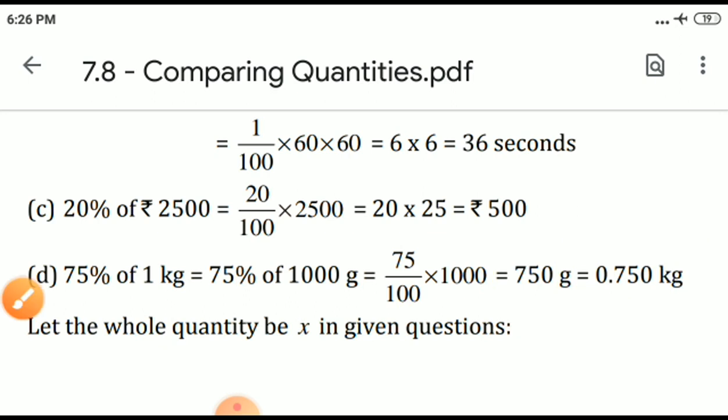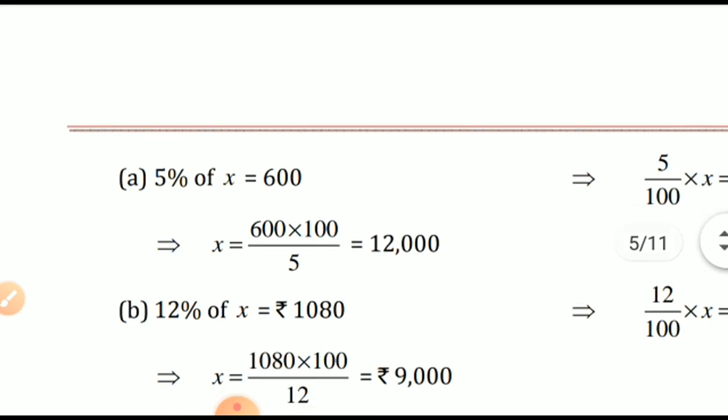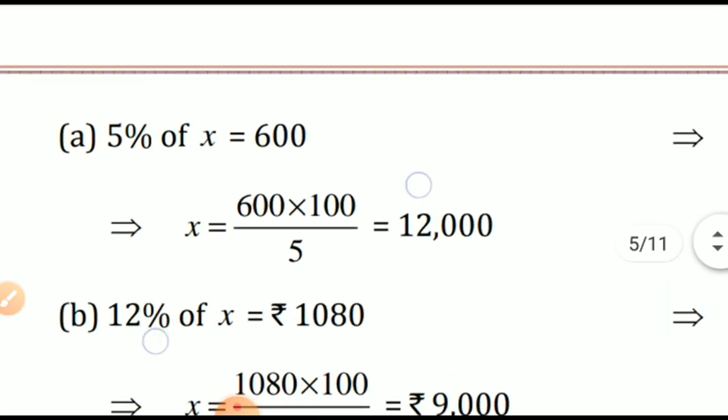Check it. Let the whole quantity be x, as given in the question. मान लो कि वो पूरा x है, so 5% of x is equal to 600, already given as per the question. तो क्या बन जाएगा बेटा? What is the x? 600 multiplied by 100 and divided by 5. Yes. So divide by 5, you can check it.